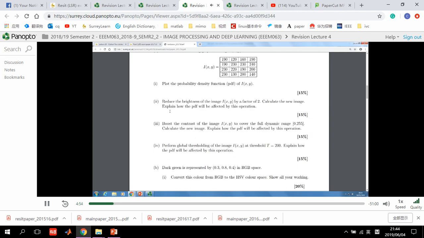Perform global thresholding of the image. How did that typo get through? We have high quality control standards, sorry. On the image I of xy at threshold t is 200. Explain how the PDF will be affected by this operation. What will the PDF look like after a thresholding operation?